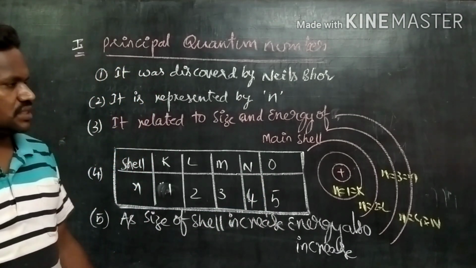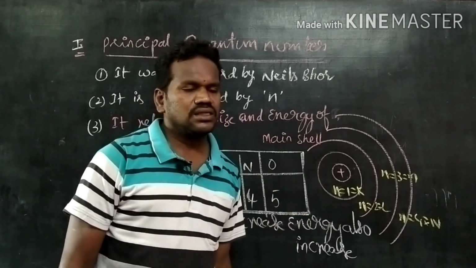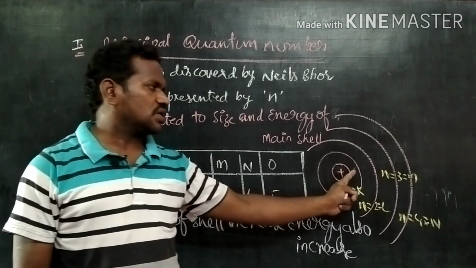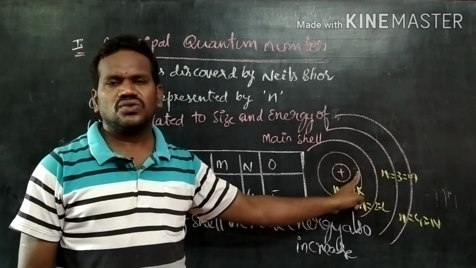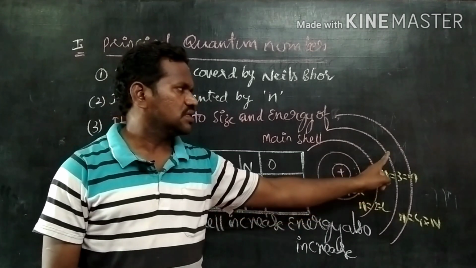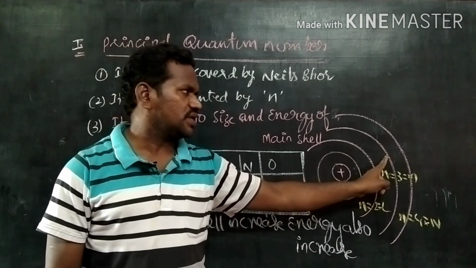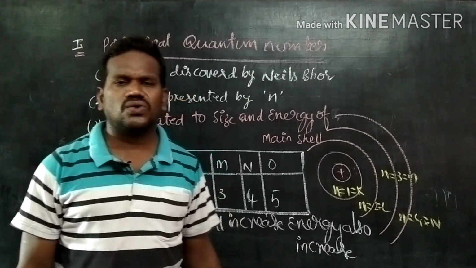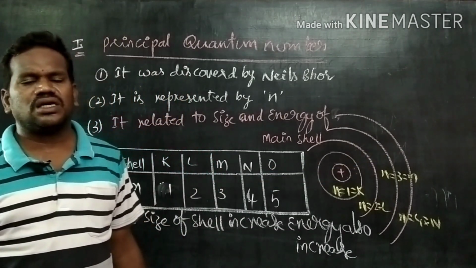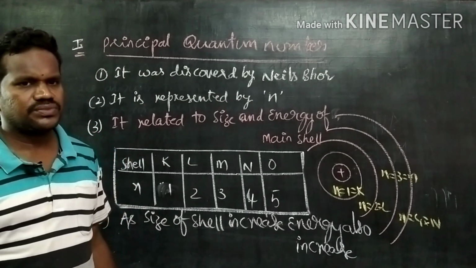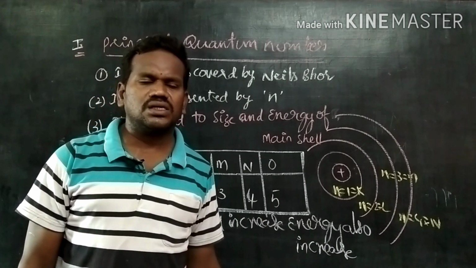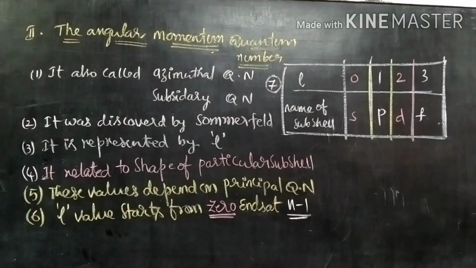What it says is, as the size increases, energy also increases. Why? Because the electron in the first level has 1 quanta of energy, the second level 2 quanta of energy, the third level 3 quanta of energy, the fourth level 4 quanta of energy. As the size increases, the energy of the orbit also increases. These are the basic features of the principal quantum number.